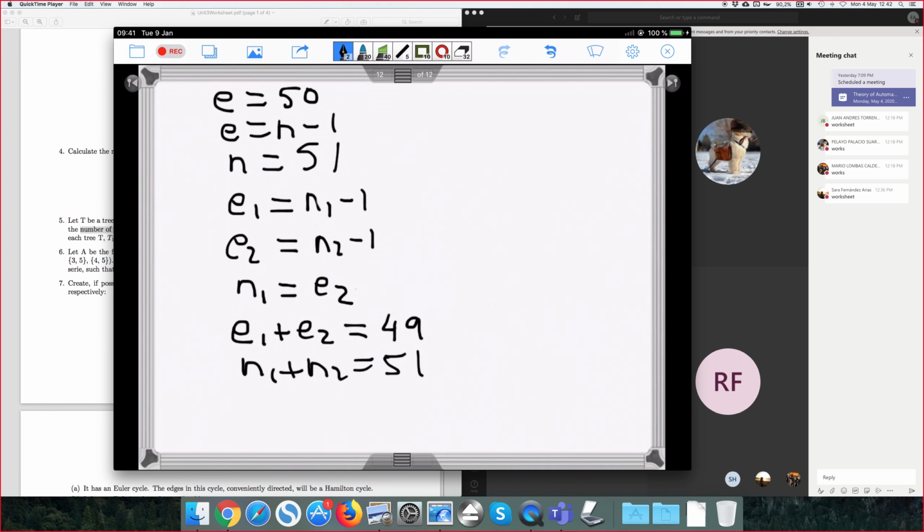You have there a system of linear equations, so you can try to use any of the methods that you know to solve this kind of system. But in this case, I think the easiest way is to use this identity here. Okay, so we have that N1 is equal to N2 minus 1. I substitute E2 with N1.